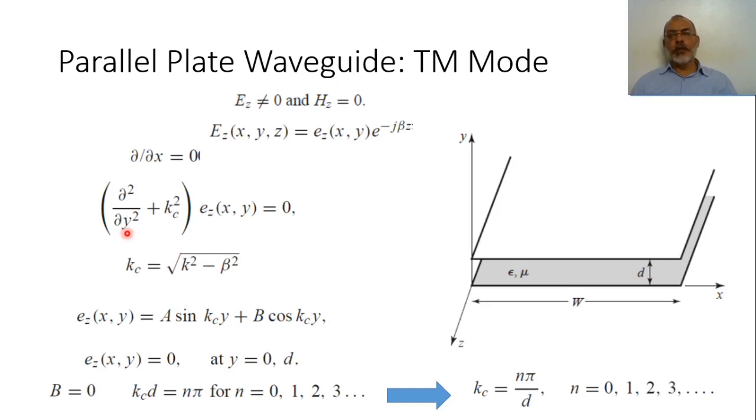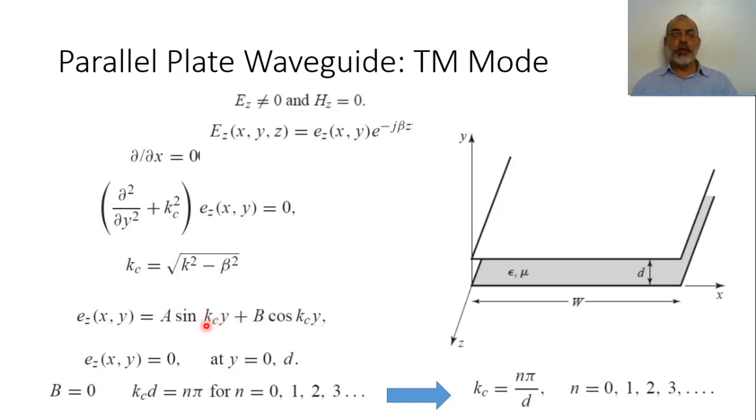Now by solving this differential equation, this second order differential equation, we have two solutions, and each solution will have a constant. So the general solution for this simple wave equation is that Ez as a function of y, because it is independent of x, is a sine kcy plus b cosine kcy.